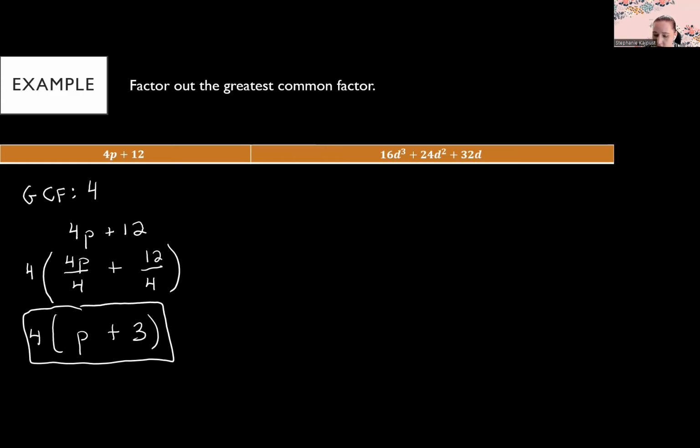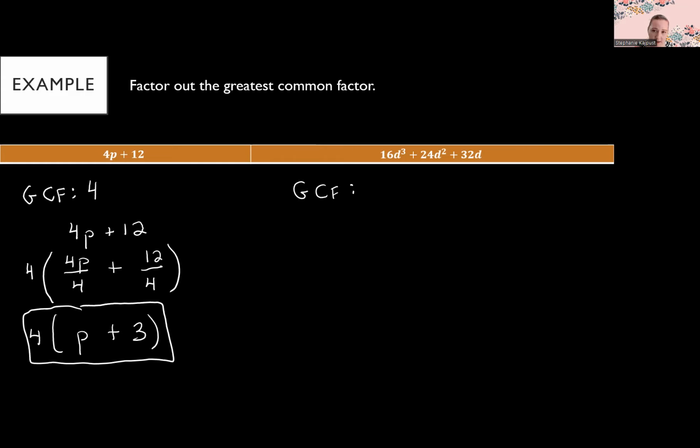The next problem here, I have 16d cubed plus 24d squared plus 32d. So we have three terms, but when you're factoring out the greatest common factor, you're doing the same thing. First, you want to look at the coefficients. We've got 16, 24, and 32, and you're looking for the biggest number you can divide those all by. Knowing your multiplication tables helps because it helps you quickly find what the greatest common factor is. 16 goes into 32, but it does not go evenly into 24. So I know that 16 is not the greatest common factor.